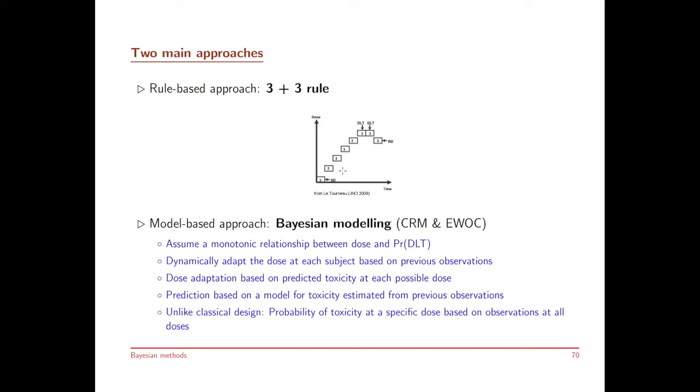Then you have a dose adaptation based on the predicted toxicity at each possible dose, and the prediction is based on a model for toxicity estimated from previous observations. The advantage compared to the classical design is that the probability of toxicity at a specific dose is based on all observations at all doses.